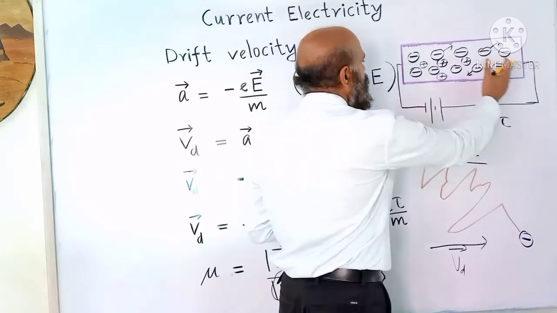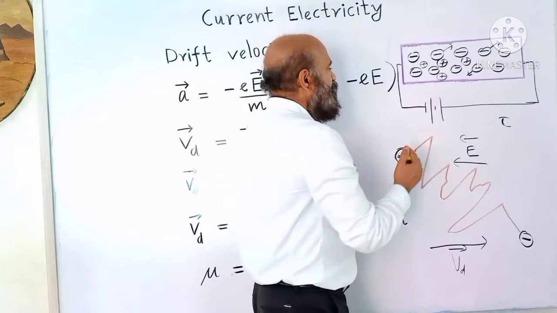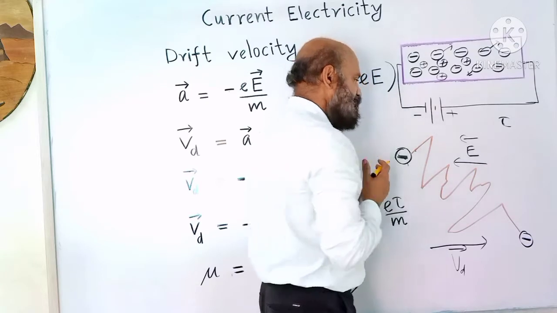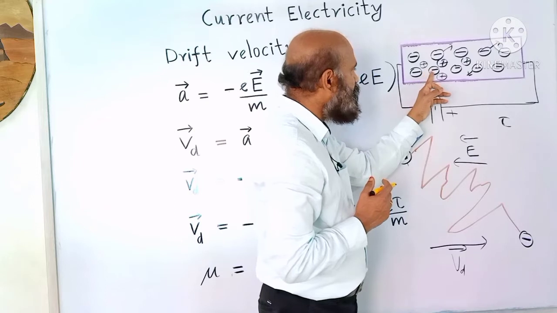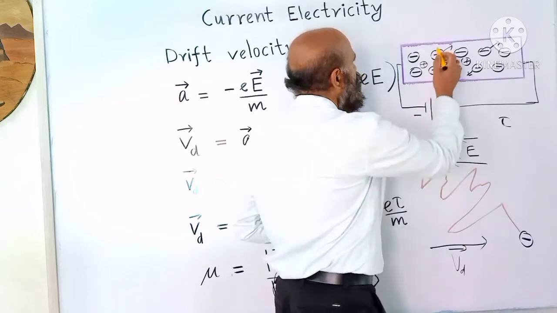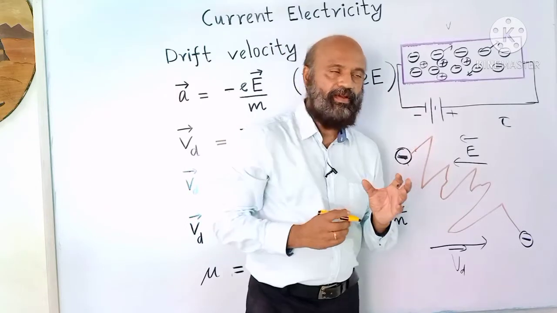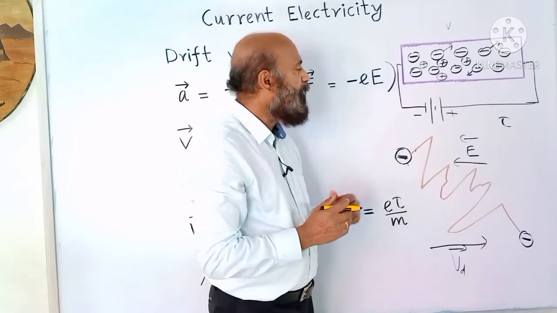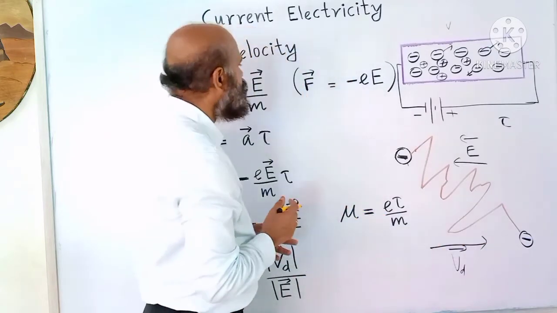Suppose you maintain a potential difference across the conductor by connecting a battery. This is positive, this is negative. So there is an electric field in this direction. Electrons are attracted by the positive terminal, so electrons will move that side. Under the influence of the electric field, electrons will acquire a velocity, that is drift velocity. Drift velocity is the average velocity acquired by the electrons under the influence of the electric field.